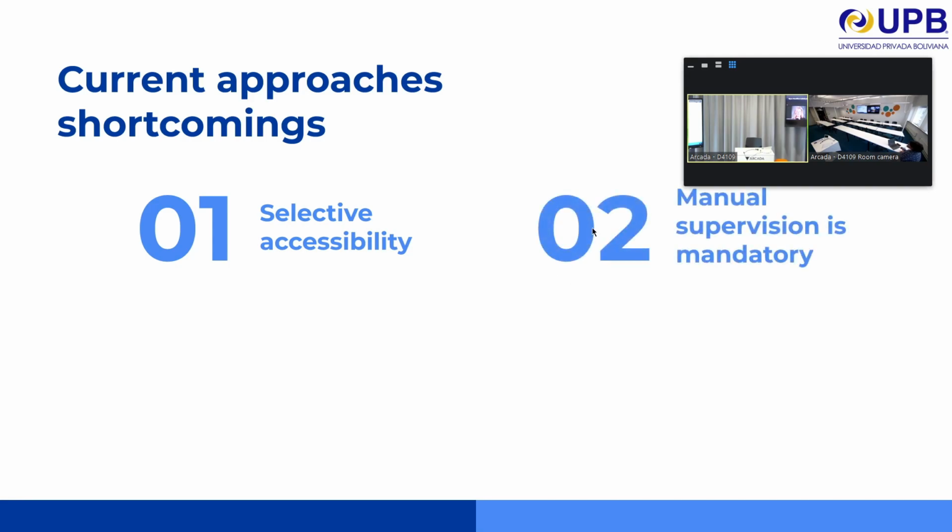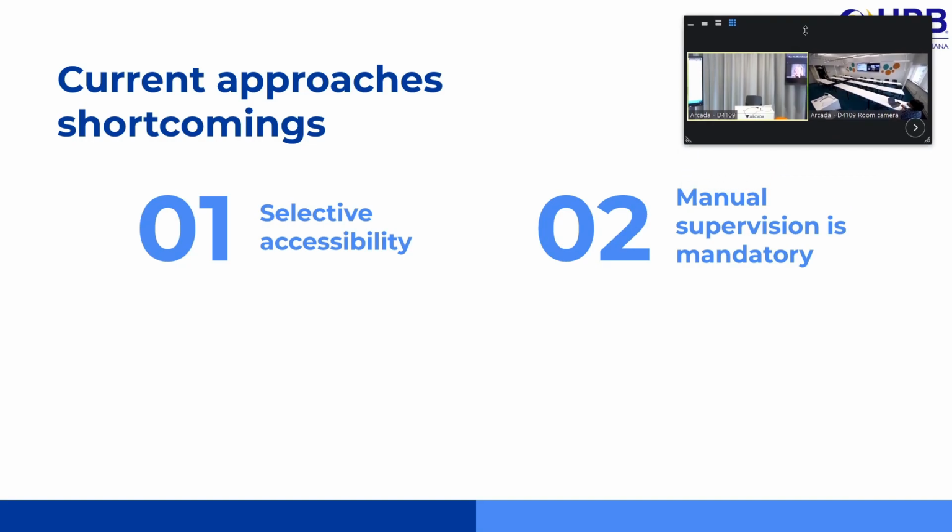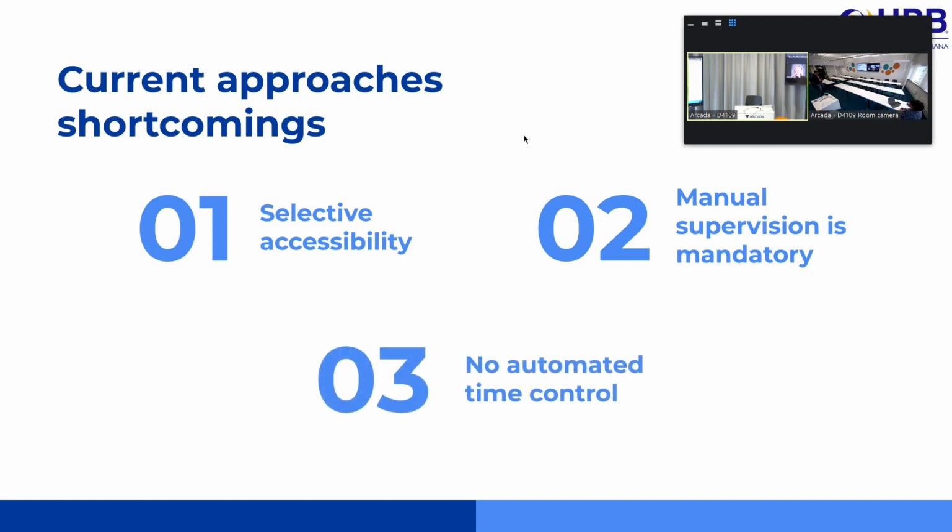There is also manual supervision. Manual supervision is mandatory. This means that if you grant access to the control software to external students, you need to take care of what the student is doing, and there is no automated way to do that. You need to really be there and control and supervise what the student is doing with the laboratory. And also, there is no automated time control. This means that the system cannot generally control for how long a student is using the laboratory.